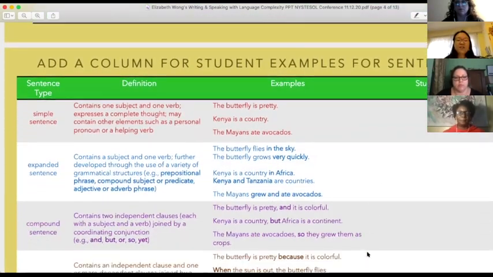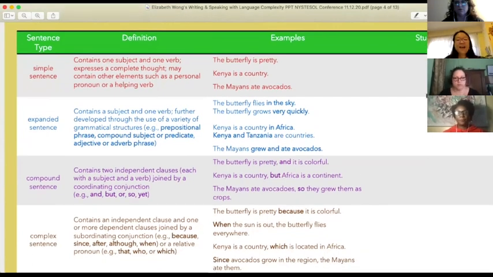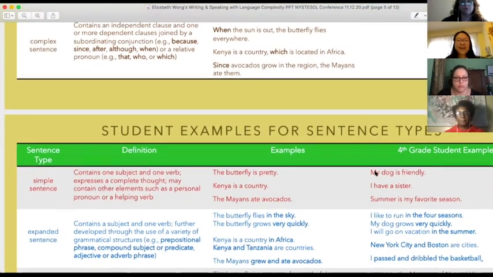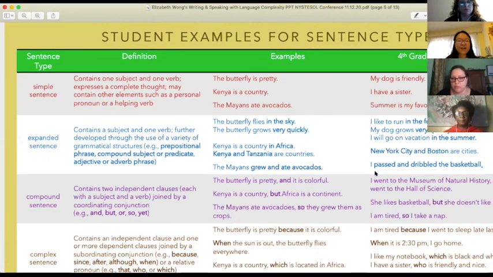So now that we've gone over those sentence types, the definitions, and the examples, I added a fourth column for students to write their own examples for each sentence type. Okay, so they'll have some time to do that, and the teacher may have to assist. And what I've given you in the next slide are some examples that you can expect from a fourth grader. So some simple sentences that a fourth grader might write include, my dog is friendly. I have a sister. Summer's my favorite season.